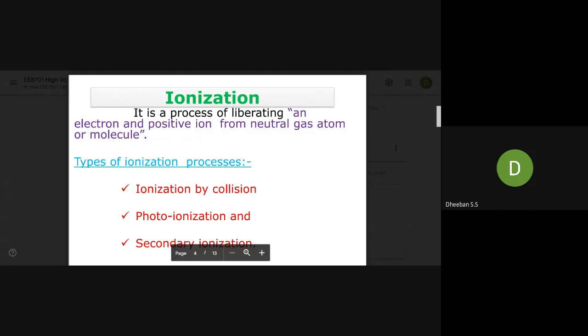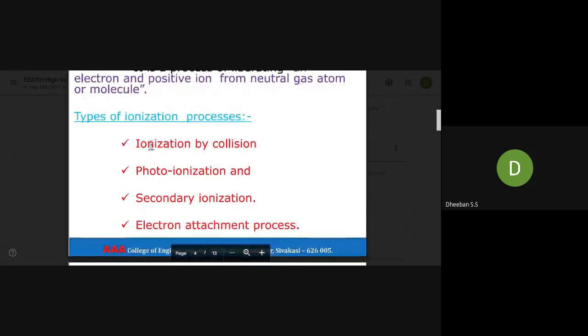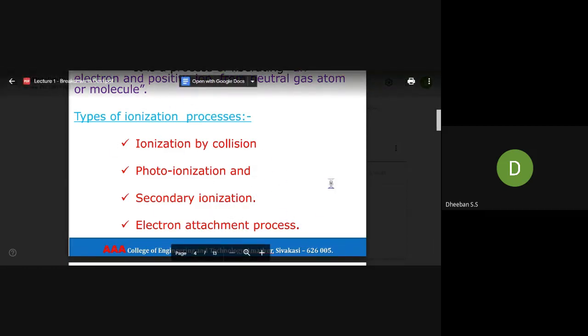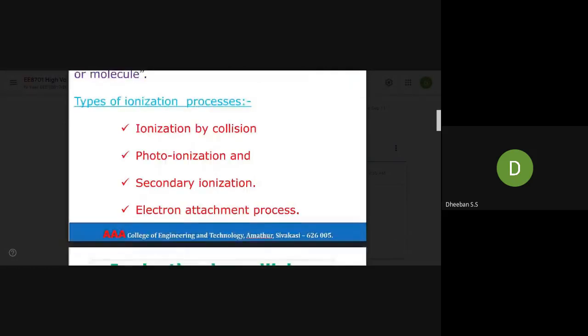So what are the types of ionization process? Ionization by collision, which you already know. Then photoionization. Then secondary ionization. The final one is the electron attachment process. We'll be seeing these four things in this lecture. So we'll be moving on.